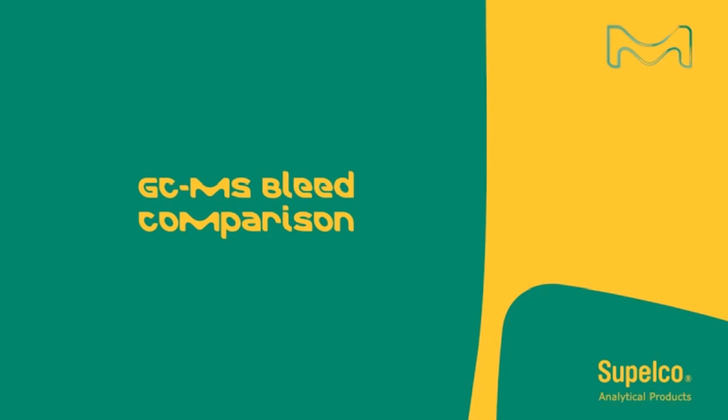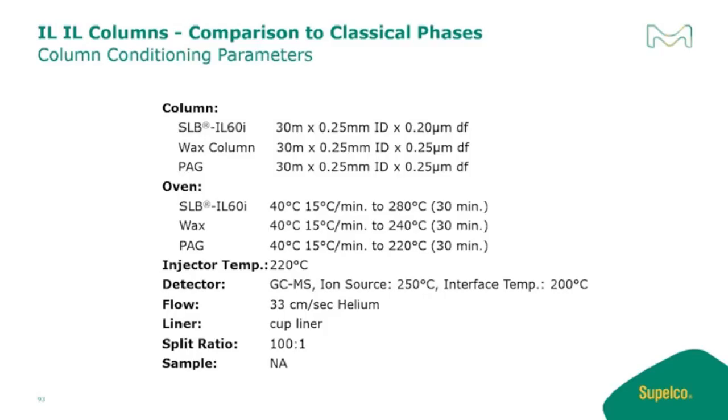Now, one of the other advantages of the ionic liquids we talked about is mass spec background and thermal stability. So I'm going to talk a little bit about GCMS bleed on these columns. And here we were doing a comparison between the SLBI-60I, a wax column, and a PAG column, polyalkylene glycol. Basically, we just wanted to look at what is the background on a mass spec with these particular phases. It's fairly well known that wax phases tend to bleed very badly in a mass spec. So we wanted to see how the IL-60 ionic liquid phase would perform relative to the wax and PAG columns.